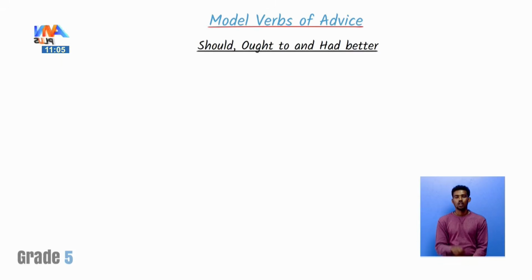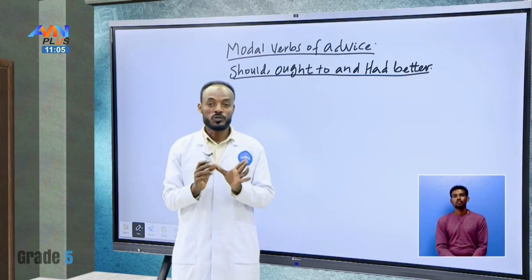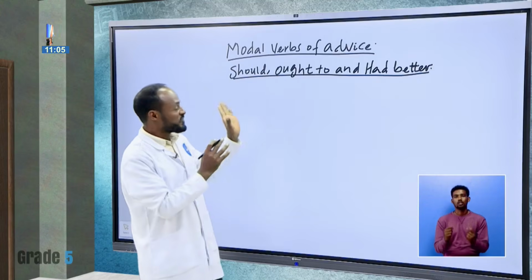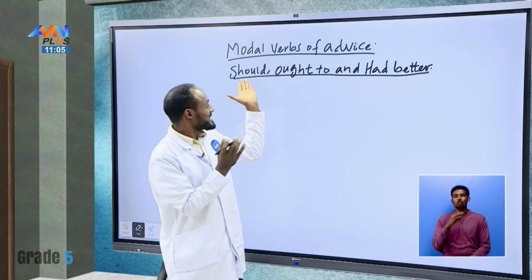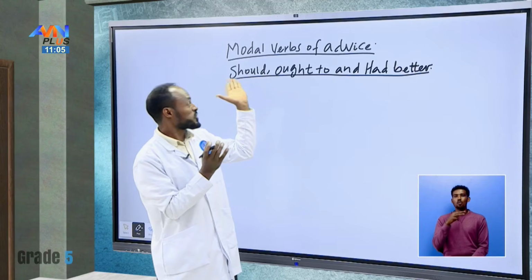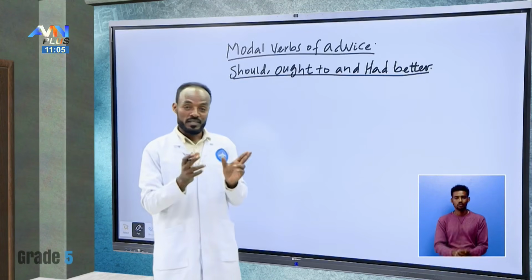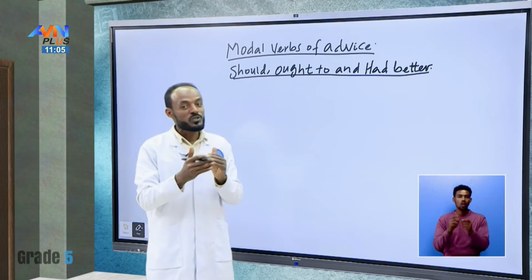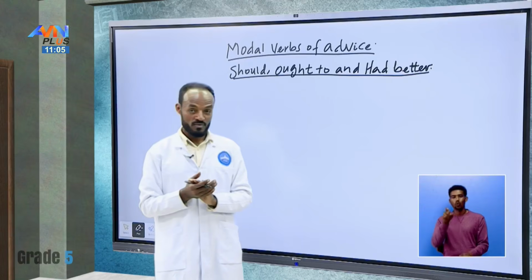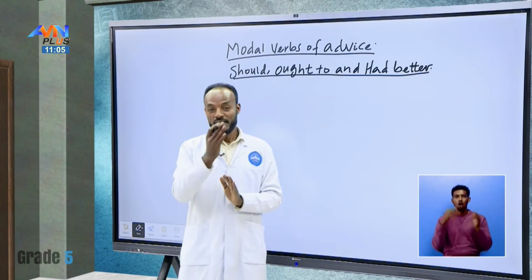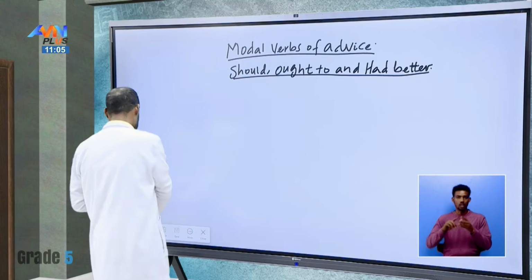Okay, students, at the end of our today's lesson, you will be able to differentiate the function of these modal verbs like should, ought to, and had better. And then you are going to change them into negative and question form. I hope you are ready. Nice students. Okay, let's start from should.